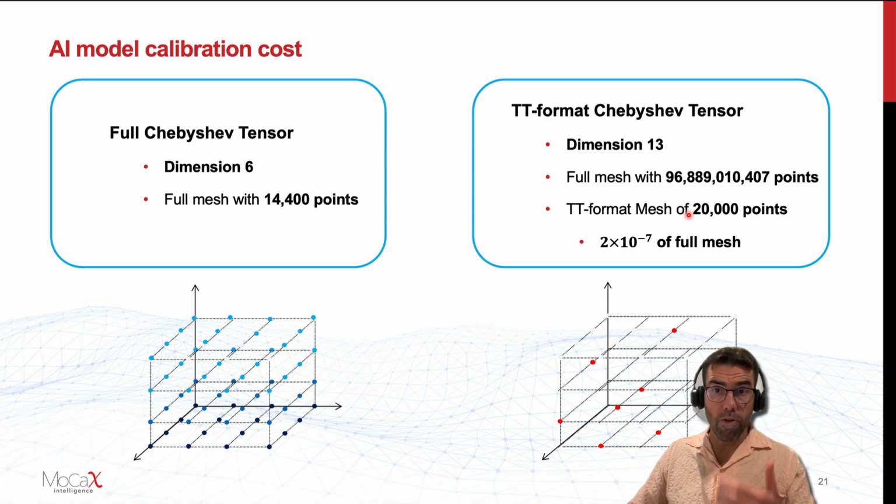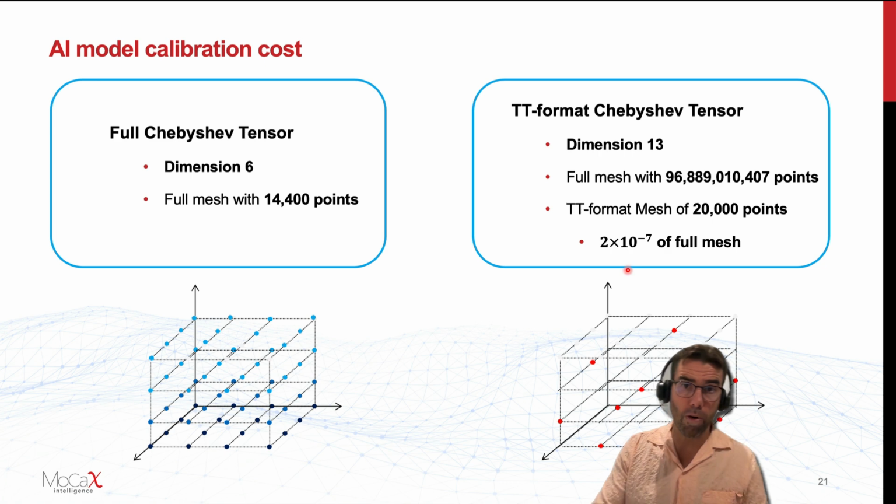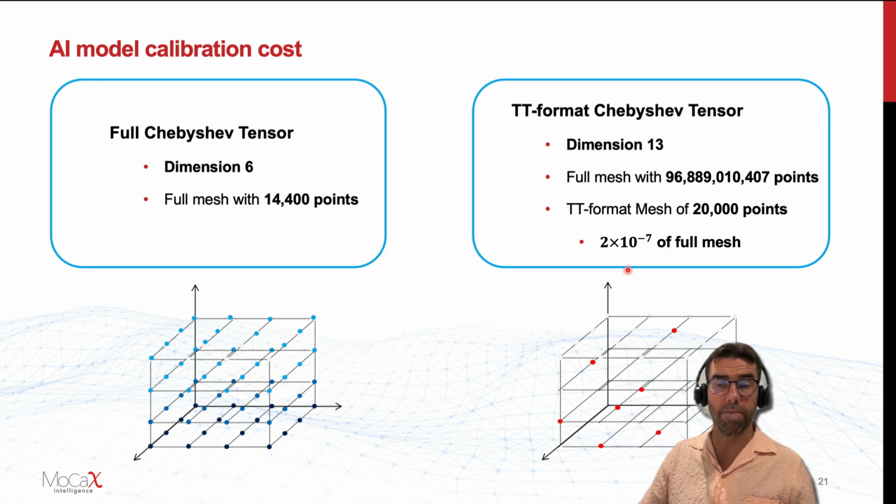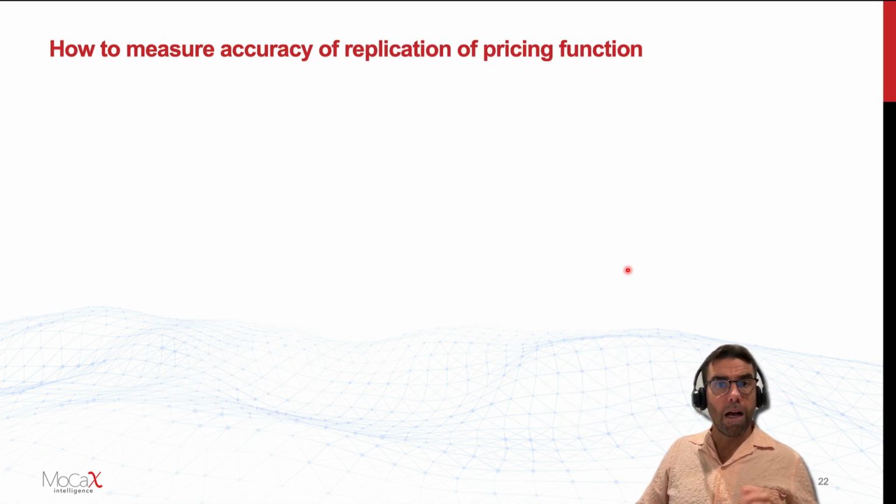So if you divide 20,000 by this number, you can see that this is around 10 to the minus 7 number of points. So this shows how the reduction of number of points using TT format is quite substantial. We have these two versions of the Chebyshev tensors. How do we measure accuracy?